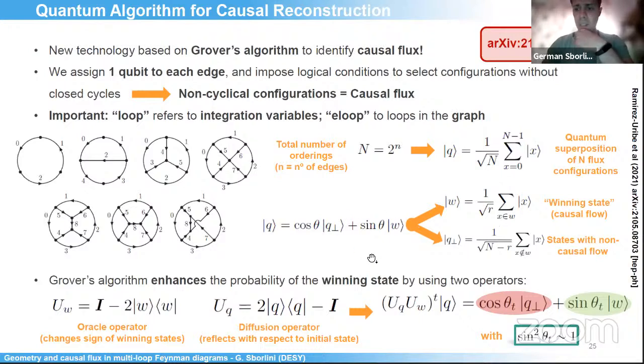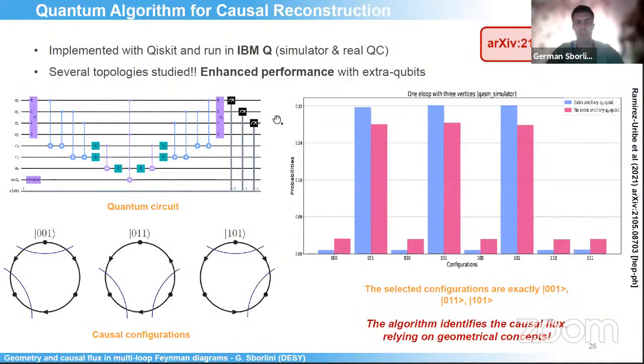So we profit from this algorithm because essentially Grover's algorithm allows us to evaluate all the possible states at the same time, and from there, maximize the probability of measuring those that satisfy some condition, the so-called winning states. So we force this algorithm to associate the winning states to those that are non-cyclic configurations. And we define some operators that are part of this algorithm, and we implemented it by using Qiskit in a simulator by IBM, and we studied several topologies.